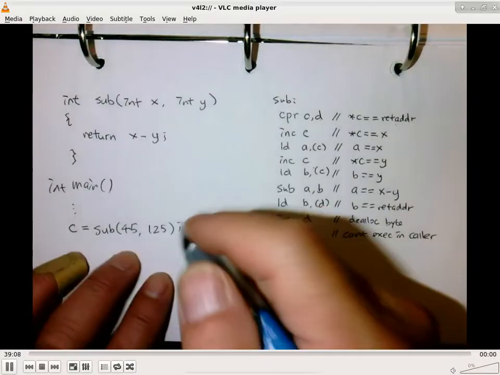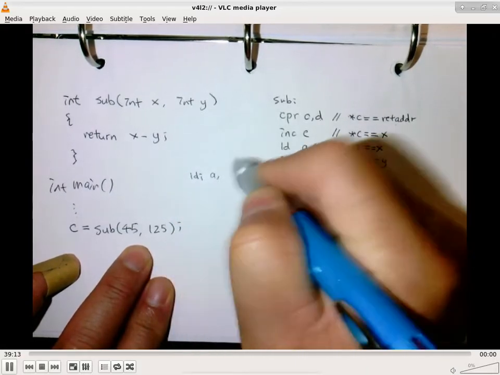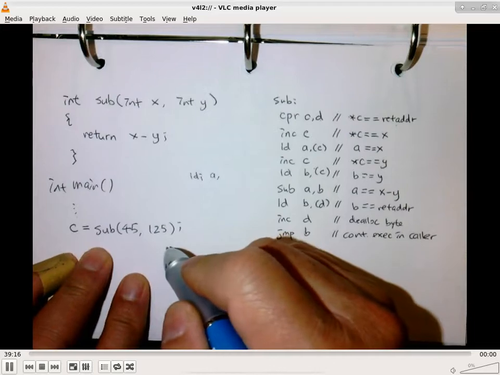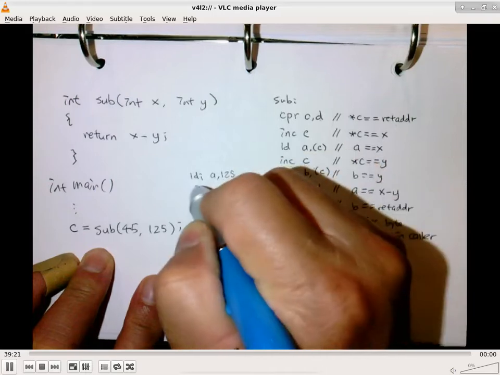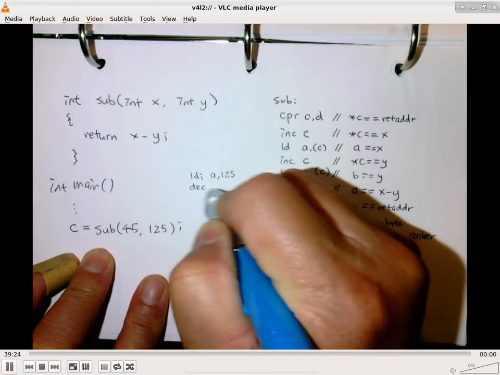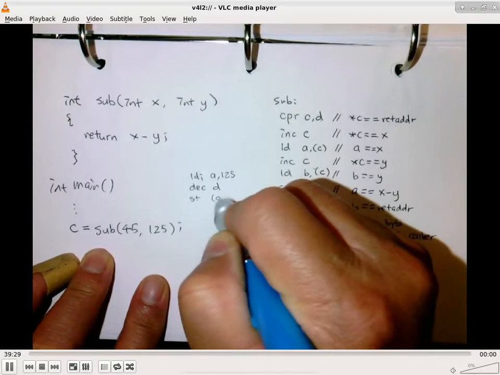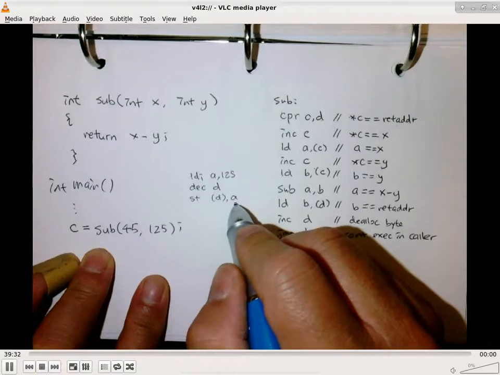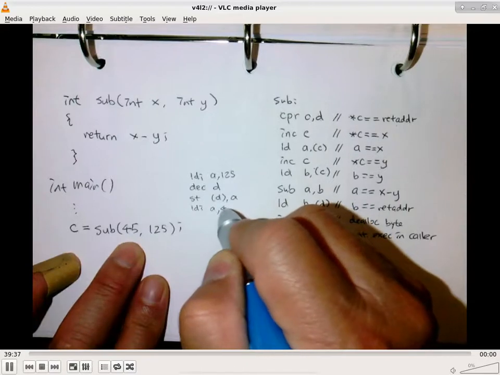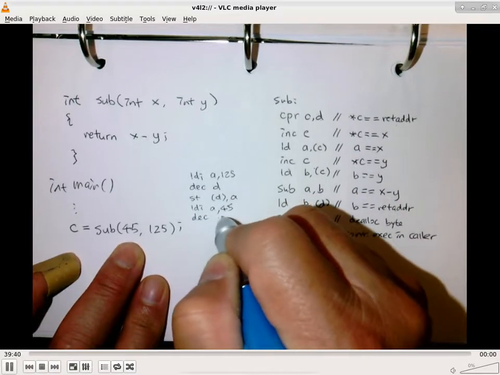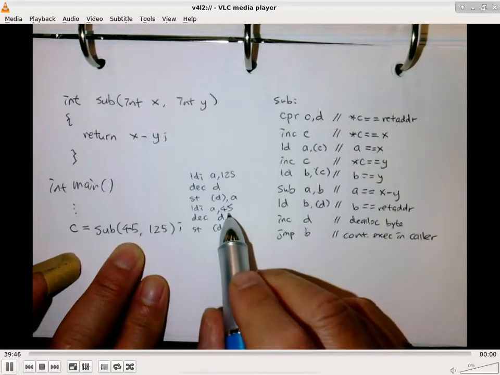So in this case, the code corresponding to this call is LDI. You can use A, because at this point we are just setting up for the subroutine. A has no special meaning. So LDIA with 125, decrement D to allocate space on the stack, STDA. This would actually store the 125 on the stack. LDIA with the other number, which is 45, decrement D, STDA. This is going to push 45 on the stack.